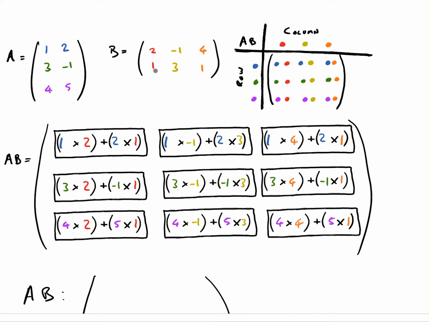It gets a bit of a mouthful. Maybe it's just easier just to see it. Okay, so we've got 1 multiplied by 2 plus 2 multiplied by 1. Okay, and that's all that goes in there.